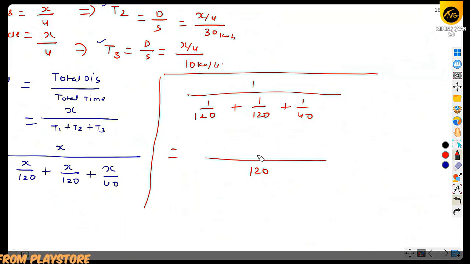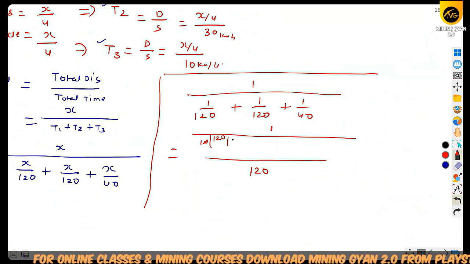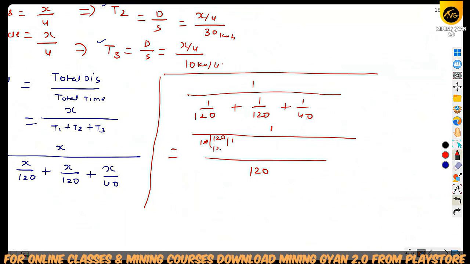Okay, now if you want to find out the LCM, just find the LCM of 120, 120 and 40, and it will be 120. Now this is whole divided by 1. Now 1 divided by 120, 120 goes 1 time, so 1 into 1, plus 120 divided by 120, 1 time, it will be again 1.